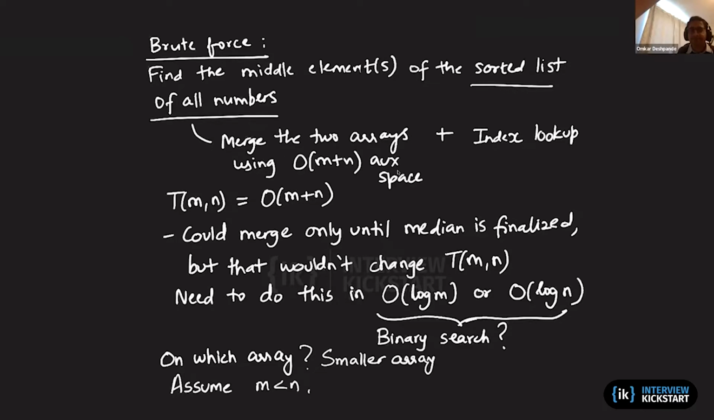Hey Omkar, just for clarity, when we say could merge only until median is finalized, do you mean to search the first half of the array because it's sorted, so we know that we don't have to traverse beyond n by 2?